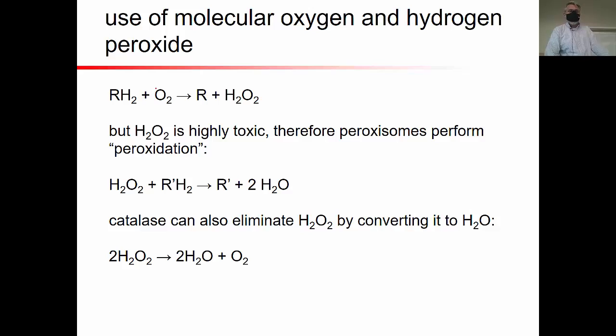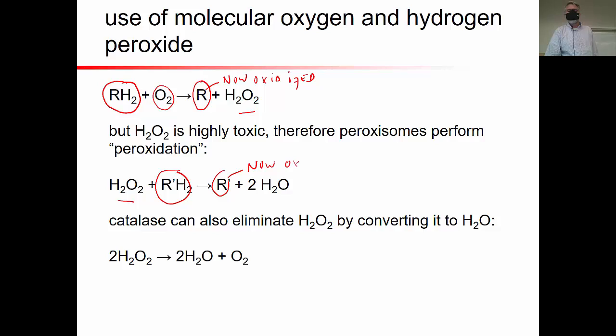So what we're looking at in this example is whatever this molecule is. And this is in a reduced form, meaning it has electrons to give up. And then what happens is we utilize oxygen to oxidize this, so R has become oxidized. And we've made hydrogen peroxide. In the next step, that hydrogen peroxide can oxidize another group. So R prime is now oxidized, and we produce water as well.